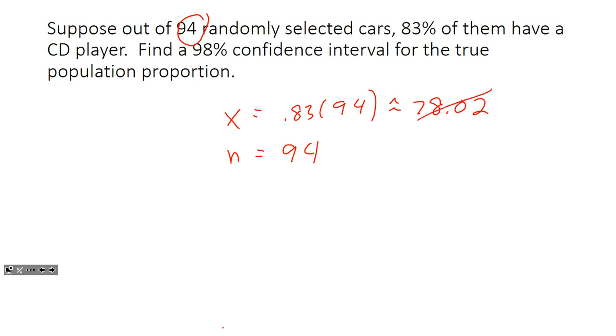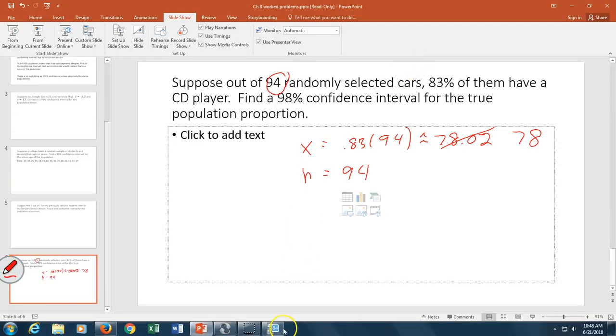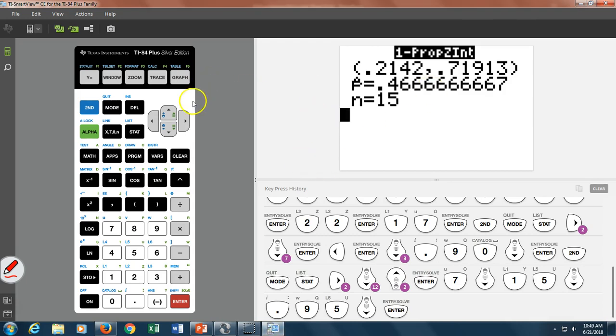So your calculator won't work if you use 78.02. It's 78 out of 94 cars had a CD player, and that's approximately 83%. So you need to do this calculation and round before you go and reach for your calculator. Well, this will be a pretty easy problem to do now, but I'll go ahead and finish it with you just to end this lesson here.